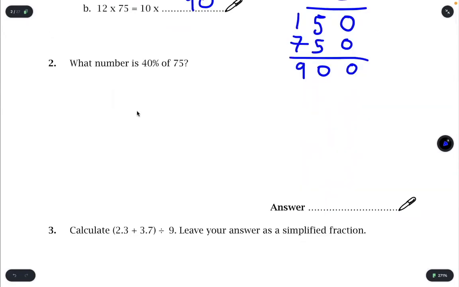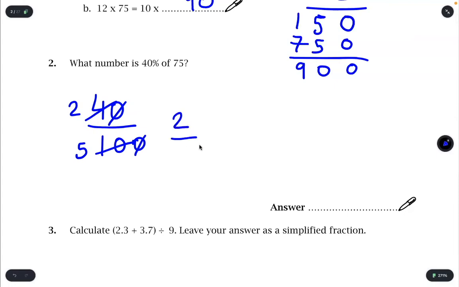Question 2. What number is 40% of 75? Well, 40% is 40 out of 100, or in other words, this is the same as 2/5, because we can divide the top and the bottom by 20. So 40 divided by 20 is 2, and then 100 divided by 20 is 5. So 2/5 is equivalent to 40%. We are finding 2/5 of 75. In other words, 2/5 multiplied by 75.